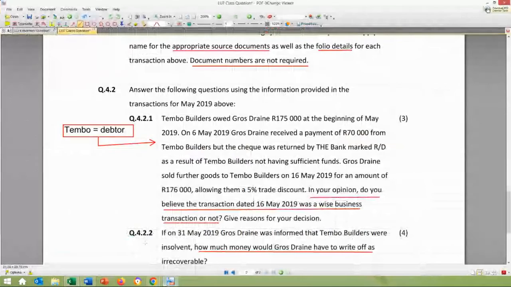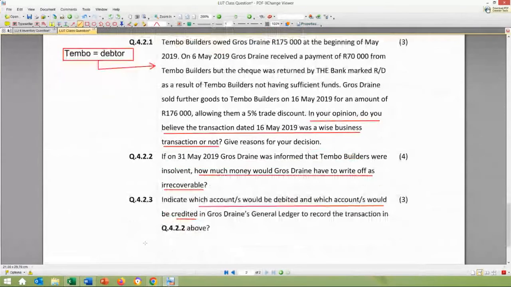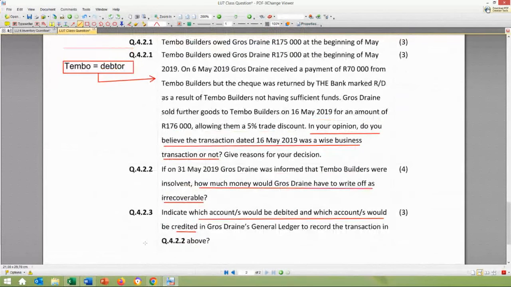Okay, let's look at the next question. Now they're asking us, how much money would Grosdane have to write off as irrecoverable? How would you guys work this out? How would we work out how much money we have to write off? You can type in your steps in the chat function, or you can put on your mic and explain it to me. So all the information you need will be in question 4.2.1 at the top of the screen.